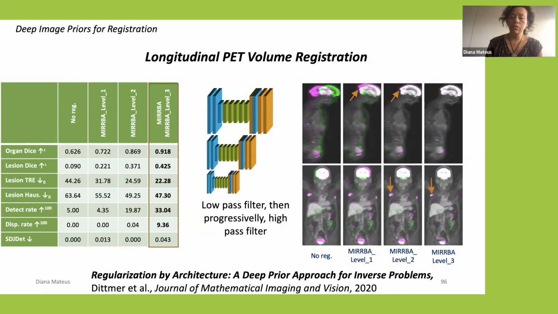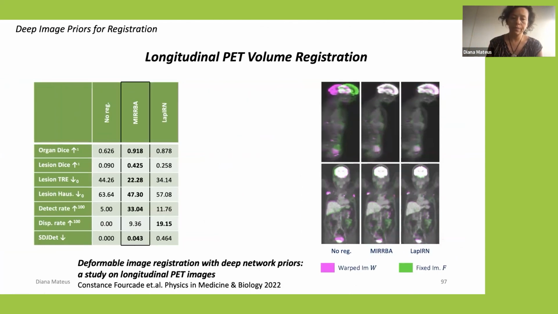And there is also some interesting work now on the math side, justifying the deep priors to solve inverse problems, and that tells you that usually what you are going to do in each of these levels is treat the image with low pass filters, progressively higher pass filters. So this is actually a nice feature for registration.